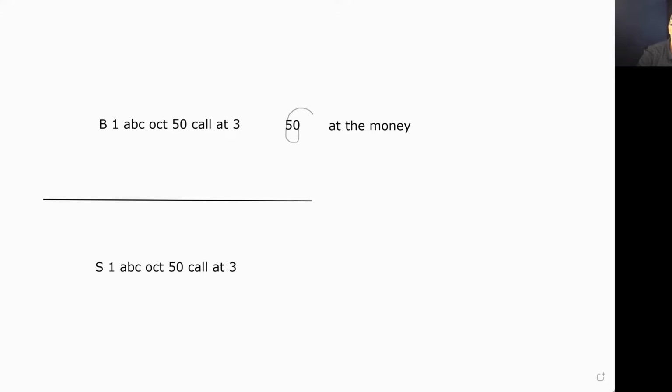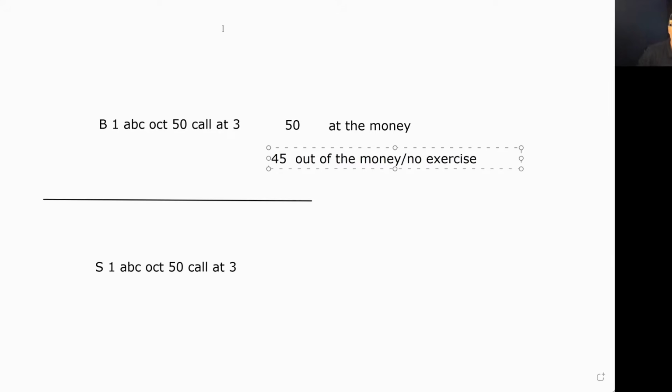So let's talk about that. Let's say the stock is trading at 45. That's out of the money, which means it won't be exercised. That's kind of what they mean. Okay. Let's put a little slash here. No exercise. Won't exercise.